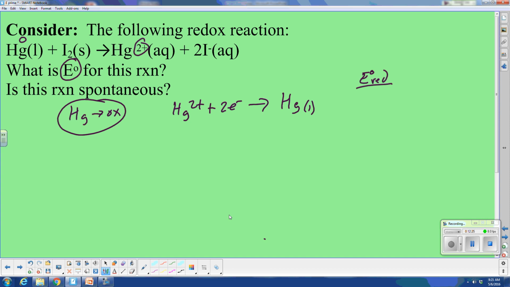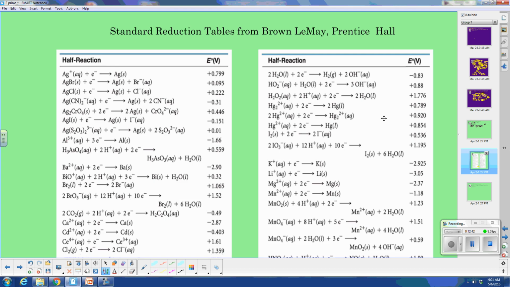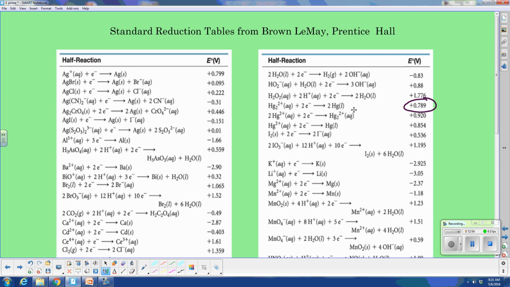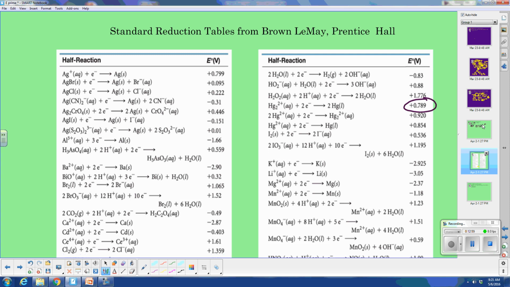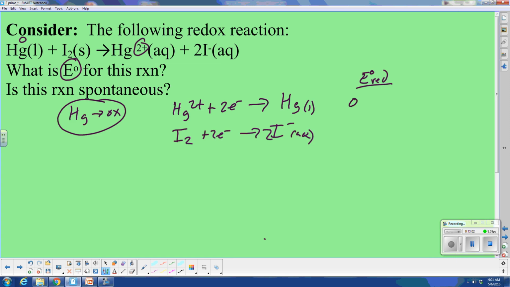Good. And now what's reducing? Well, what's reducing is my iodine is reducing to 2 iodides. There we go. So let's find those potentials in the table. Here's our beautiful table. We need to find mercury. Mercury's right there. When I look at mercury, what do I see? I see 0.789. So let's go write 0.789 volts before I forget.